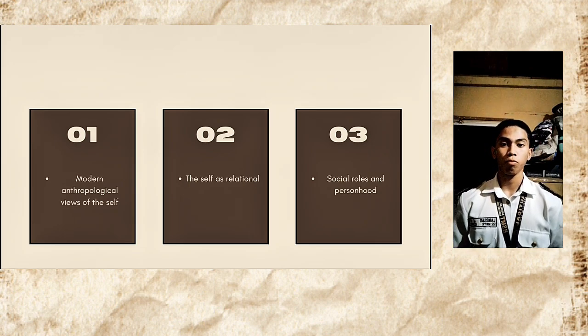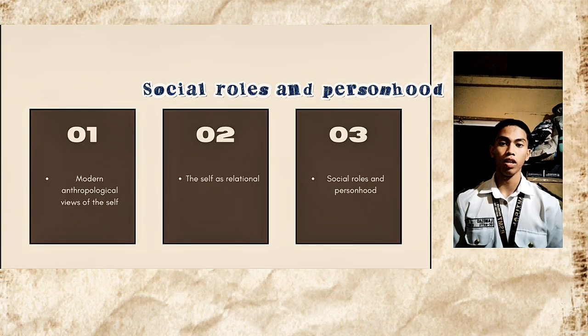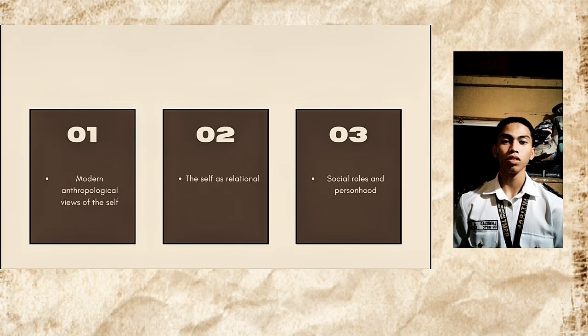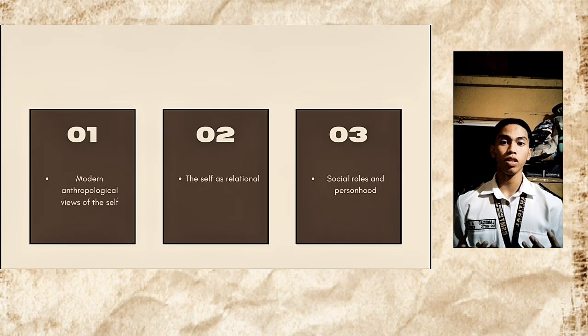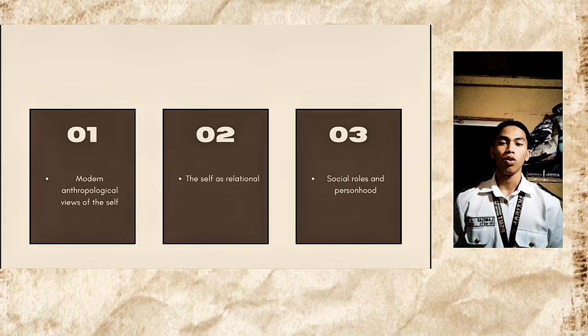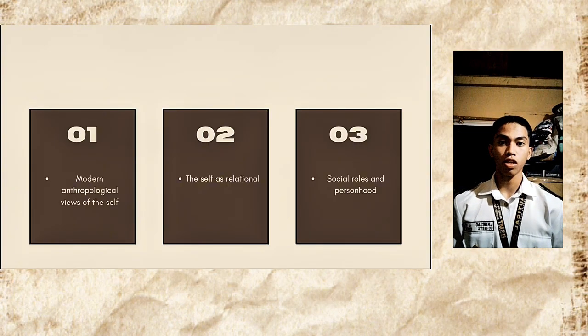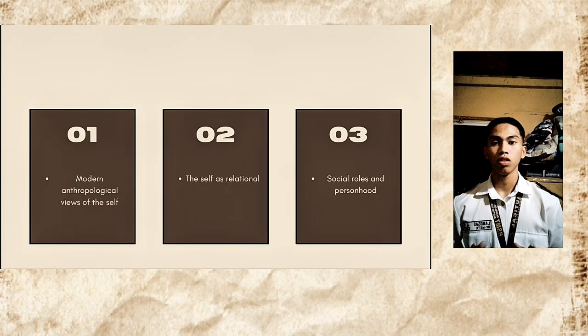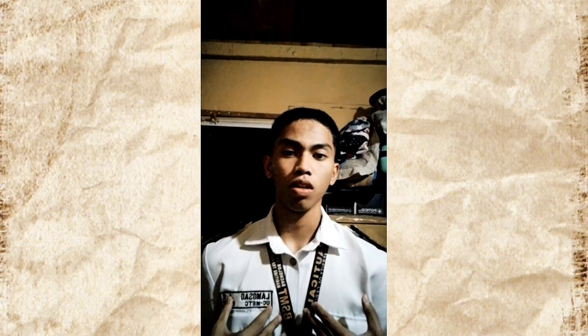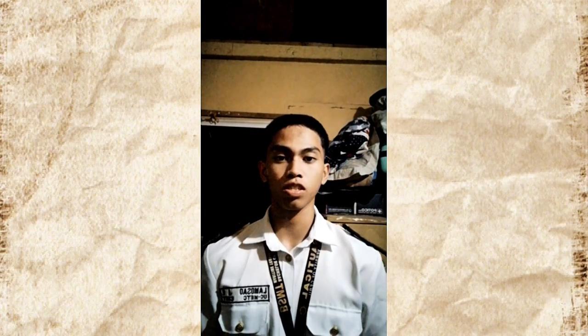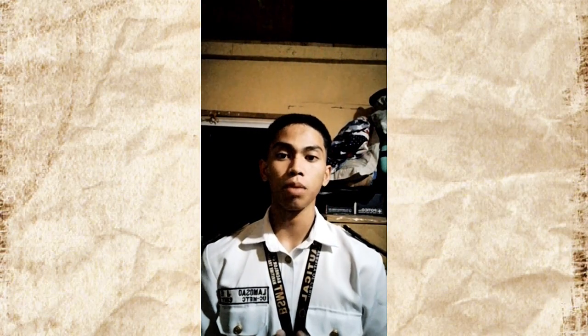Another important part of my topic is social roles and personhood. Each of us has roles in society, like being a student, a child, a friend, or a community member. These roles come with expectations that guide our behavior. Through these roles, we learn responsibility and how to act in different situations. Personhood is not just about being an individual, but also about being recognized as part of a group and having a place in the community.